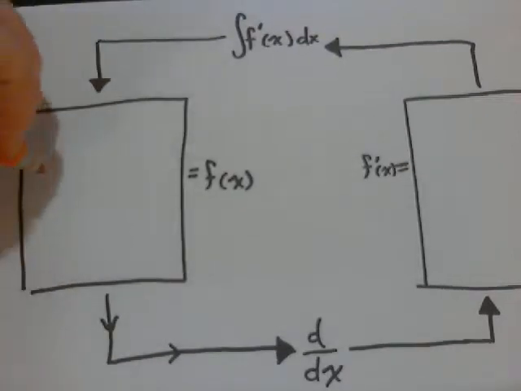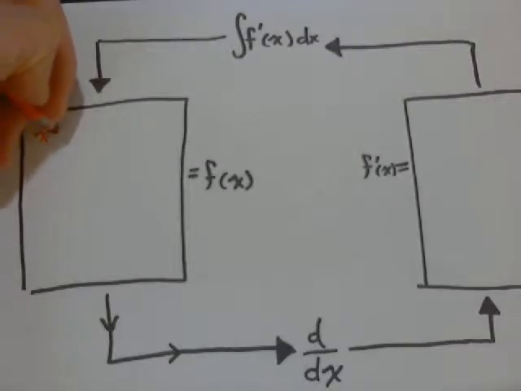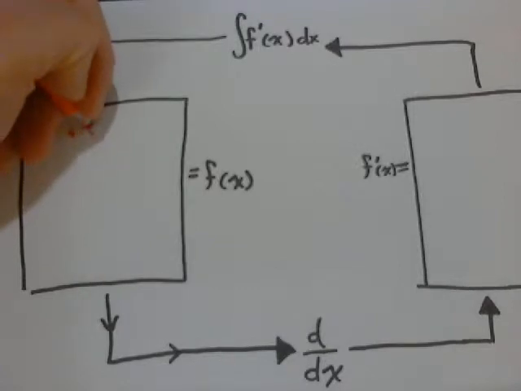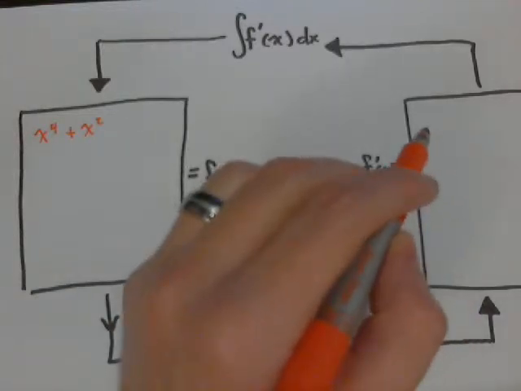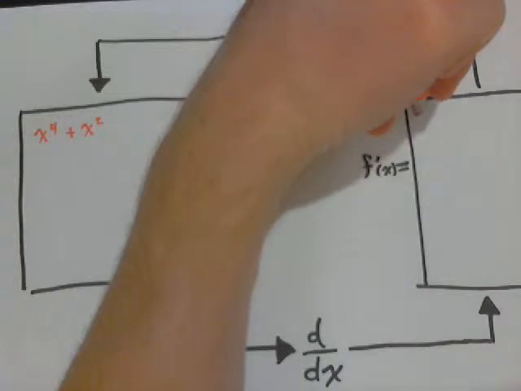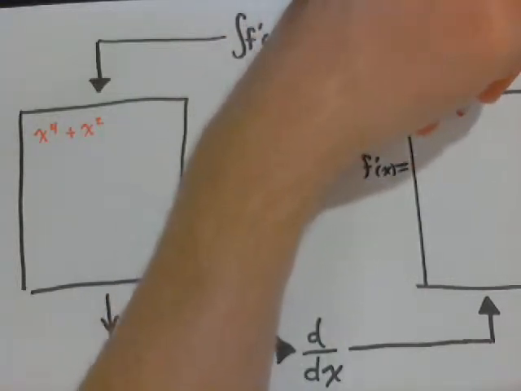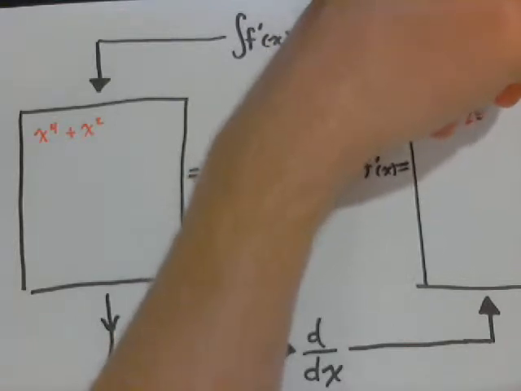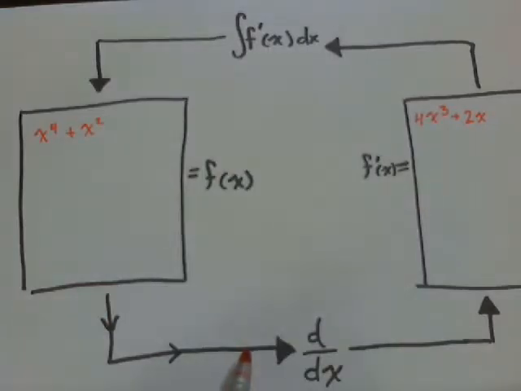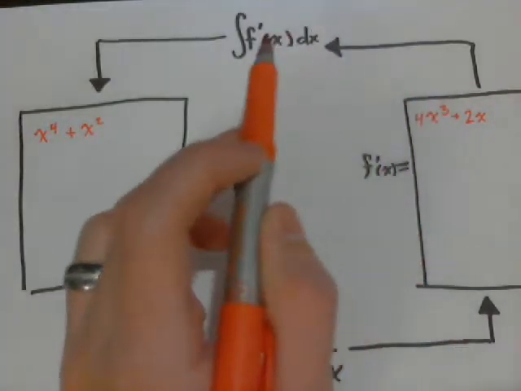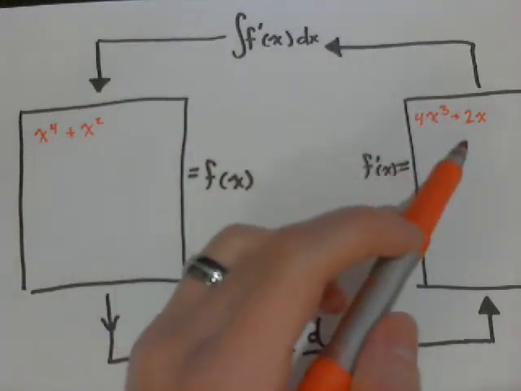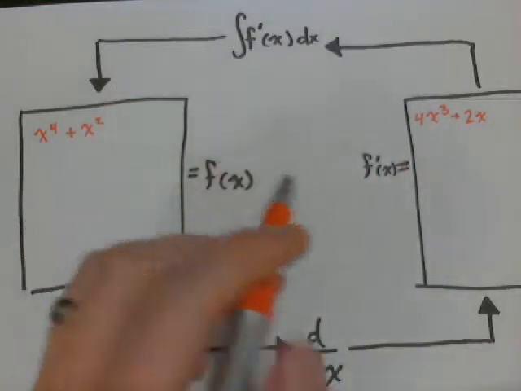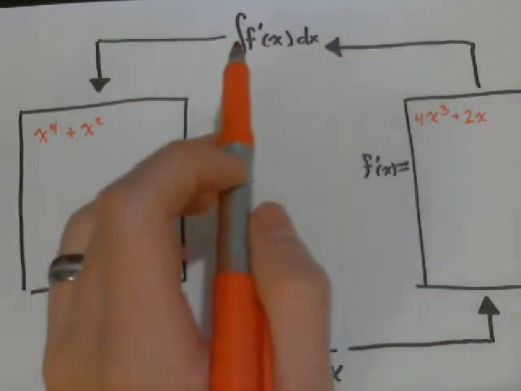Just as a quick example, let's say that you have the function x to the fourth plus x squared, right? If we take that over here, we know that the derivative of that is going to be 4x cubed plus 2x, just using simple derivatives. And so then if we take the antiderivative of that, if you take 4x cubed, you're going to get x to the fourth. If you take plus 2x, you're going to get x squared. So you do an antiderivative exactly the opposite of the way that you would do a derivative.